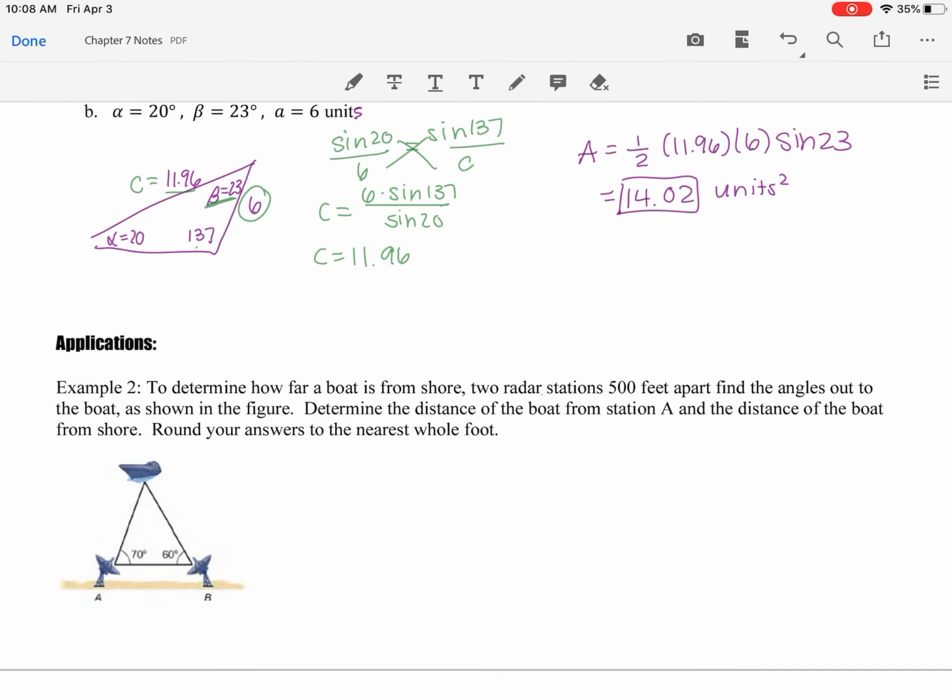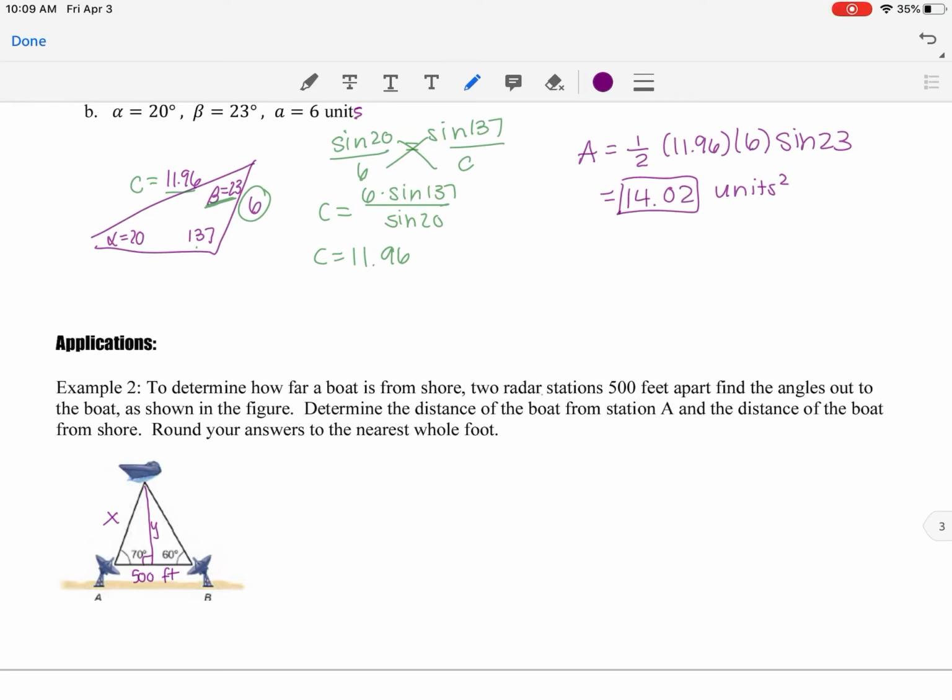Okay, applications are where it gets a little bit harder. This first one's not too bad. They give you a picture. It says to determine how far a boat is from the shore, two radar stations are 500 feet apart, and the angles to the boat are shown in the figure. Determine the distance from the boat to station A, which is x, and the distance from the boat to the shore. They're really talking about the altitude, the straight distance, which I'll call y. Let's first look for x.